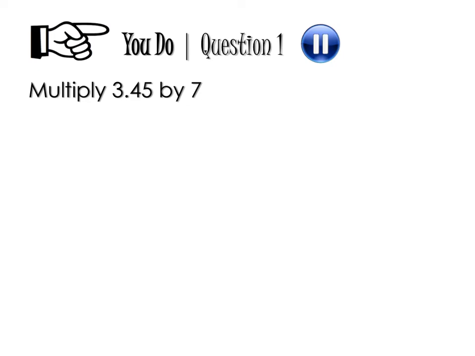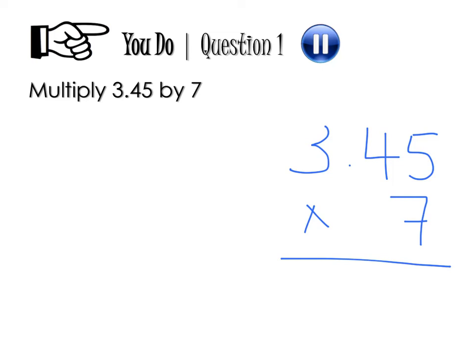Okay, let's take a look at this. Multiply 3.45 by 7. So 3.45 times 7. Okay, so let's work it out. 5 times 7 or 7 times 5 is 35. 4 times 7 is 28. 28 plus 3 is 31. Decimal point here or in a straight line.